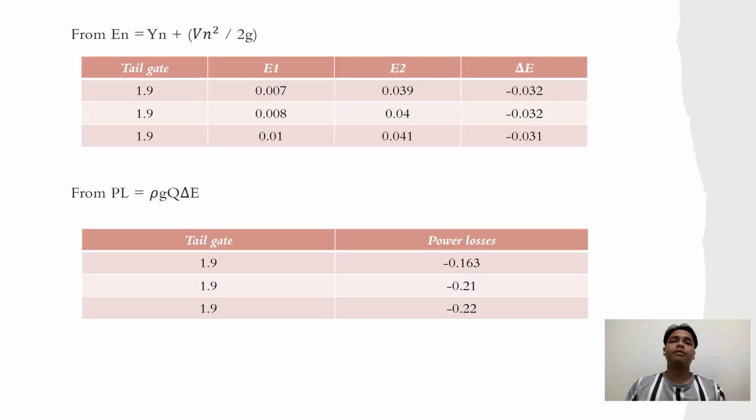Okay, so after that, we find the energy by using the equation E = Y + V²/2g. After we get the energy, we can find the delta E by subtracting E1 minus E2. After that, we can find the power loss by using the equation P = ρgQΔE. Okay, that's all from me. Thank you.